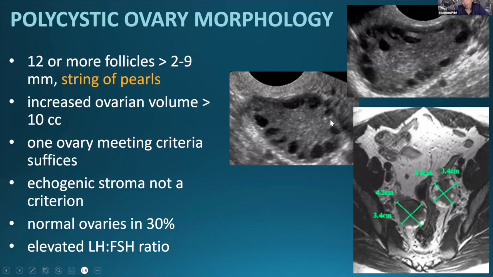So this is what the ultrasound appearance is like. This is an axial T2 weighted image, which shows enlarged ovaries bilaterally. And again, you can see the string of pearls sign more typically in the left ovary.